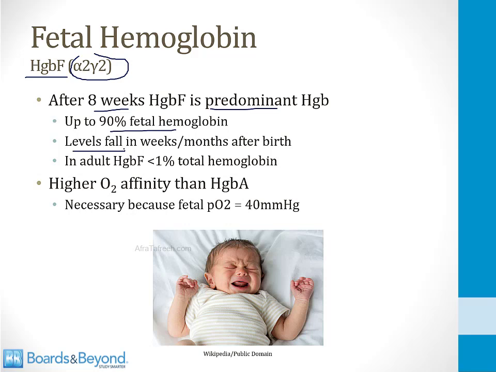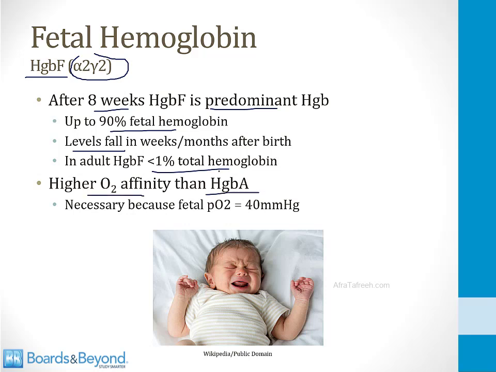There's still a lot of hemoglobin F at birth, but it starts to fall steadily, and then in adults it makes up less than 1% of total hemoglobin. The reason this is the preferred form of hemoglobin for babies growing in the womb is because it has a higher oxygen affinity than hemoglobin A.